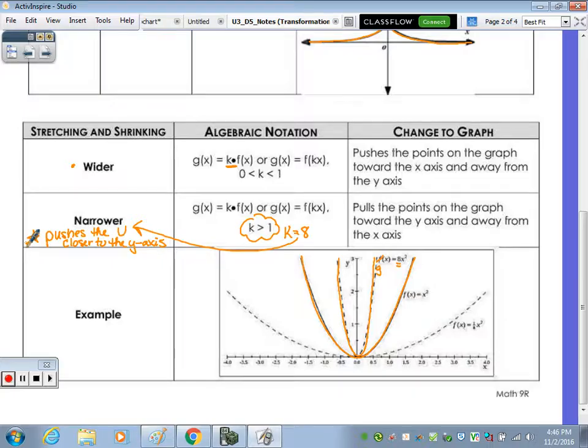When we have a value that's greater than 0 but less than 1, or between 0 and 1, then let's change this to g of x, so we have our resulting function. I believe that says 1/8 x squared, and 1/8 is between 0 and 1, so we're going to see it get wider. Instead of pushing the graph closer to the y-axis, we're pushing it towards the x-axis. All right, so let's play around with some things on the calculators.